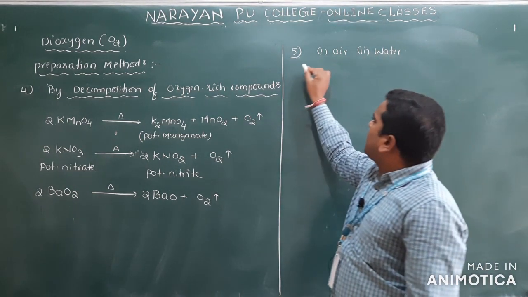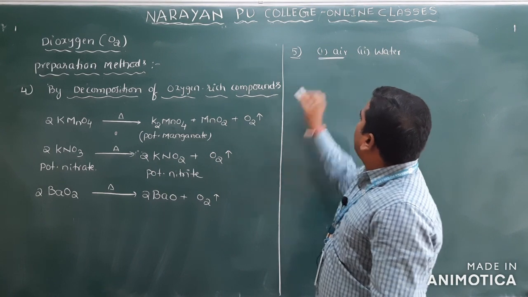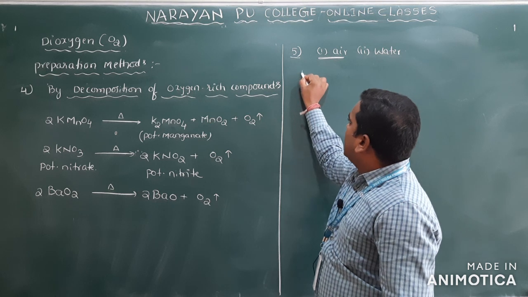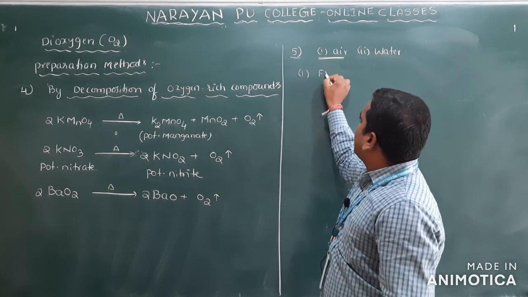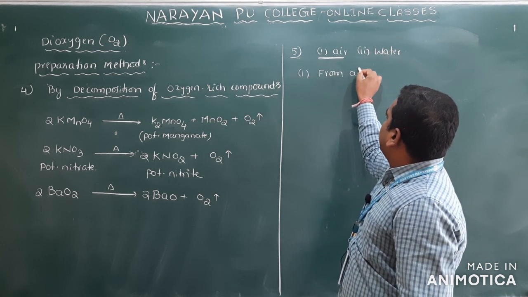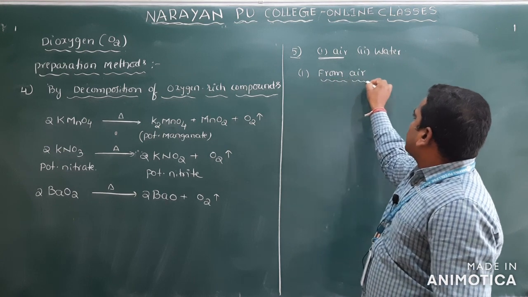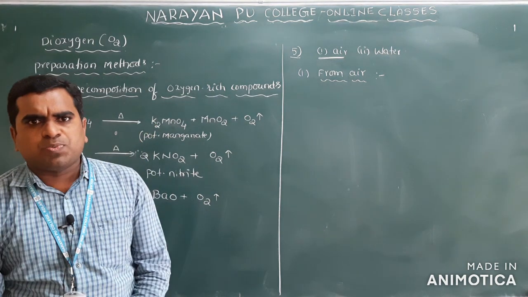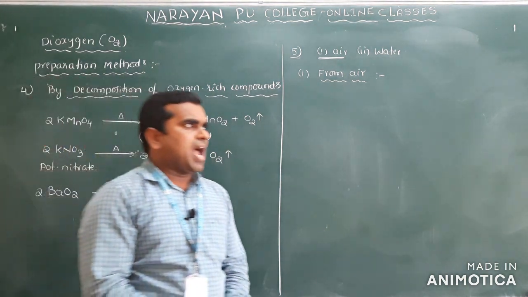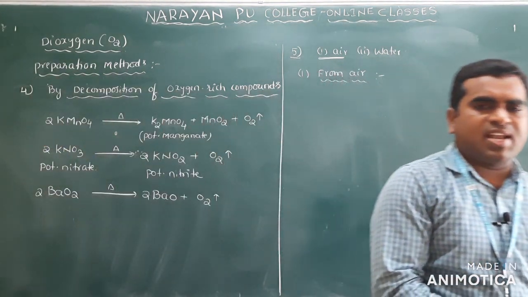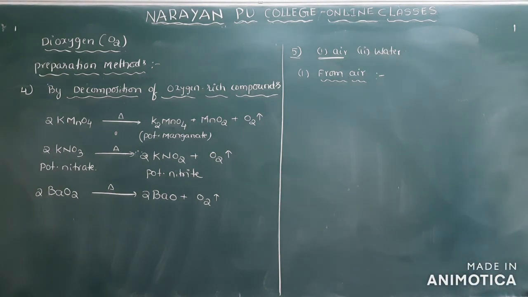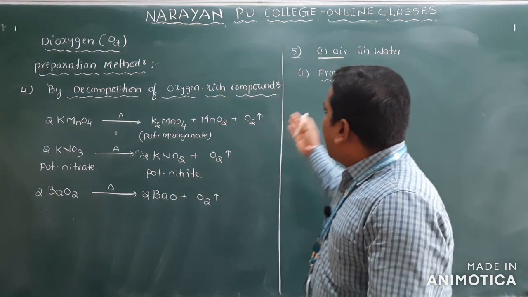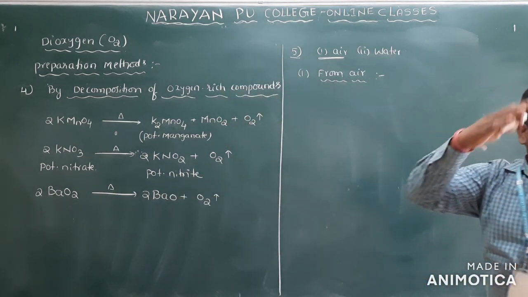Clear? How will we prepare a large quantity of oxygen from the air? The first one is from air, so put the heading air. You already know that atmosphere means air. In the atmosphere almost 21% oxygen and 78 or 79% nitrogen is present. So we can extract the oxygen from the atmosphere.